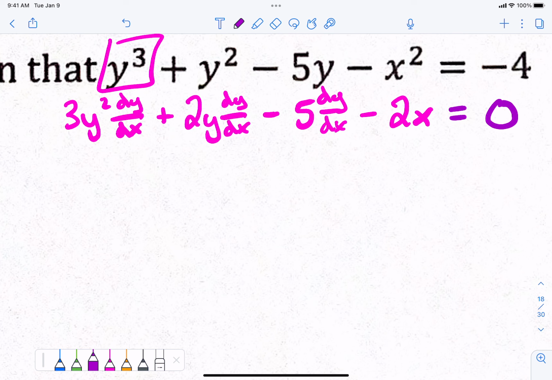Out of my terms, is 2y dy dx the same as just dy dx? Or no? No.